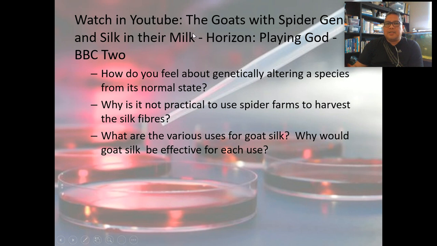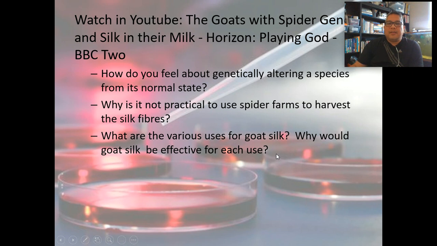So in this case, the goat is producing milk with silk. Okay. So what do you think about it? Do you have any problems with that? Are you okay with that? Why is it not practical to use spider farms to harvest silk fibers? So instead of goats, you will try to produce a lot of spiders to harvest silk fibers. So would that be possible?